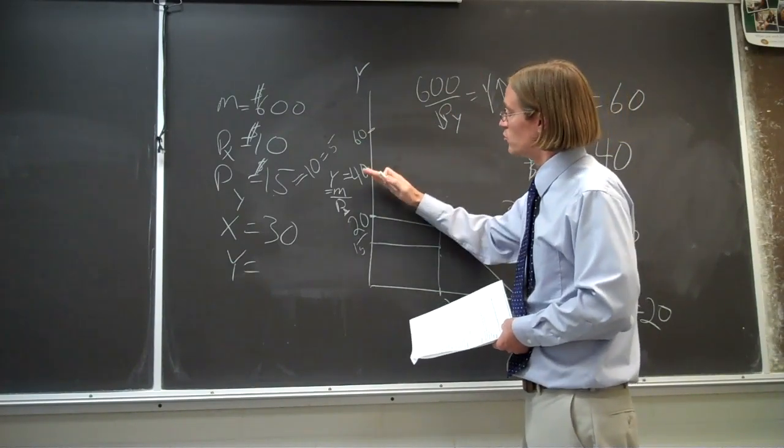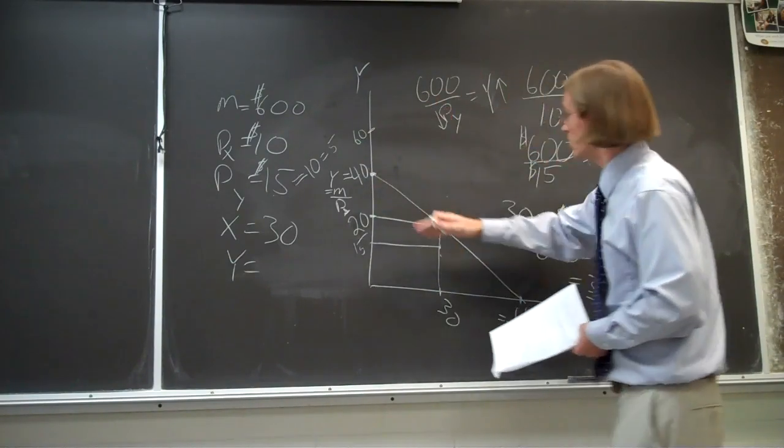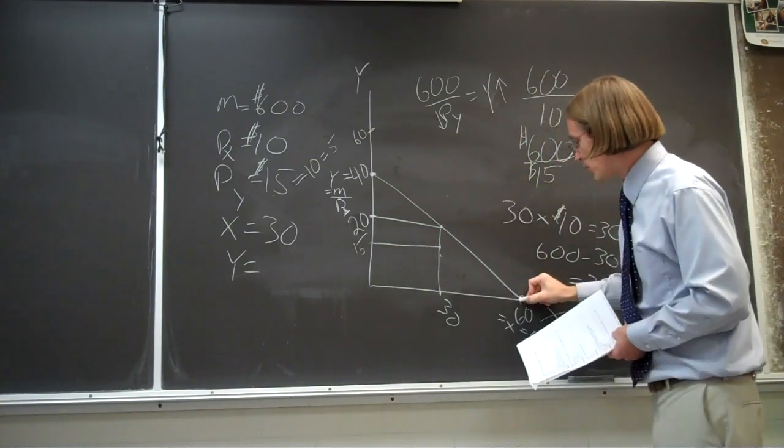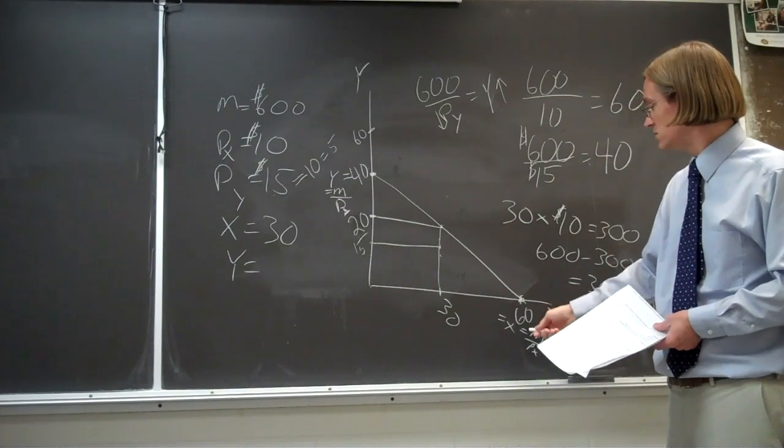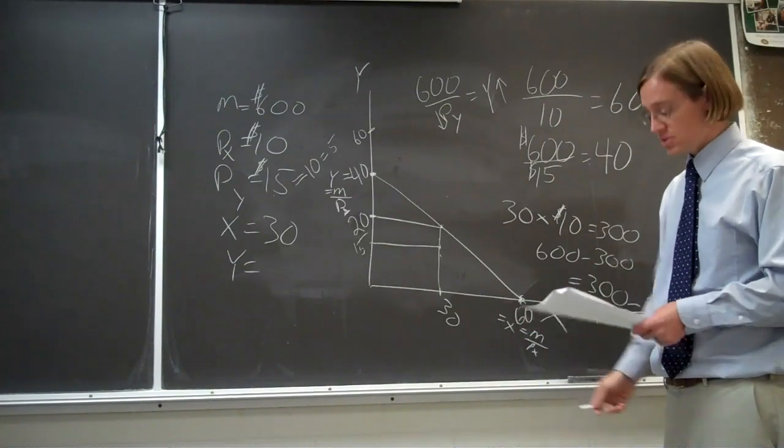Again, it's going to rotate our budget constraint around this point because the price of X isn't changing. If the price of X doesn't change, then we can always buy 60 units of X.